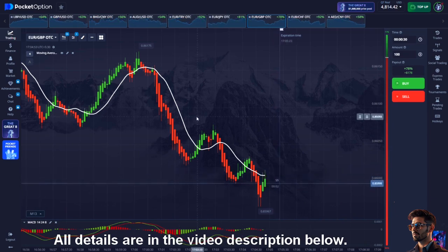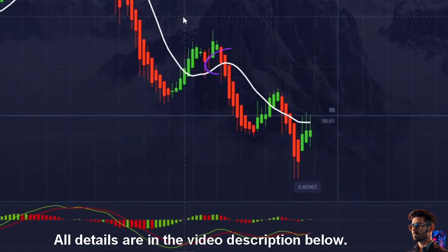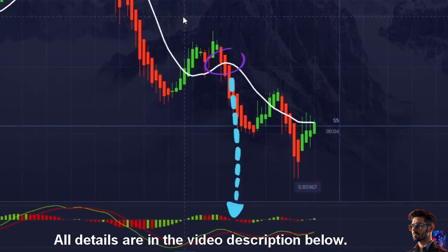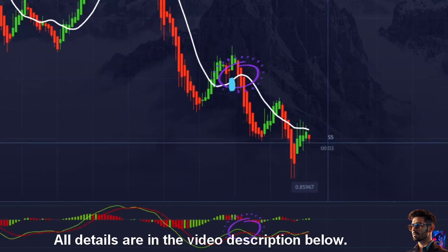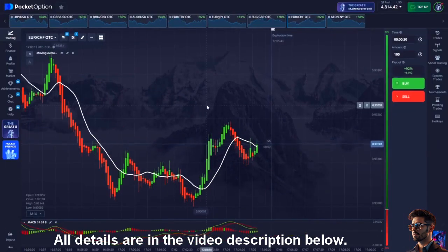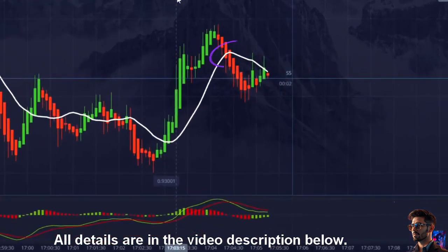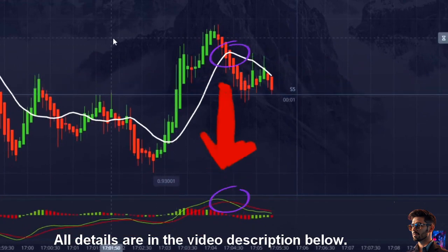For example, here you can see the market crosses moving average in the downward direction, and at the same time MACD is also crossing each other, so we have to take a trade in the downward direction. Now let me find one more example. Here the market is crossing the moving average in the downward direction, and MACD also crossed each other at the same time. Then we have to take trade here for 30 seconds.